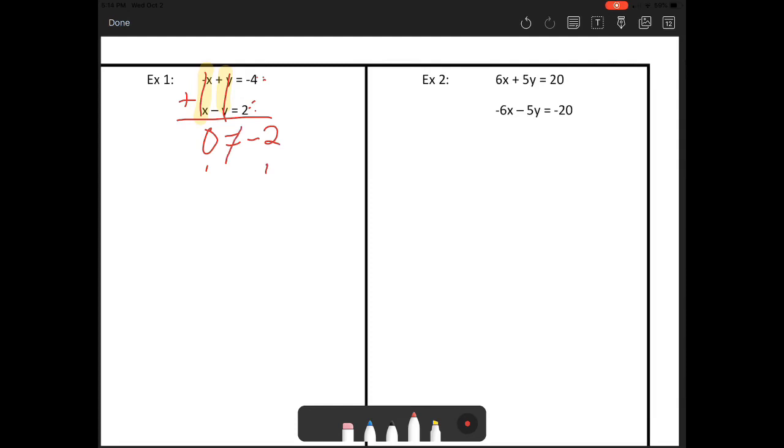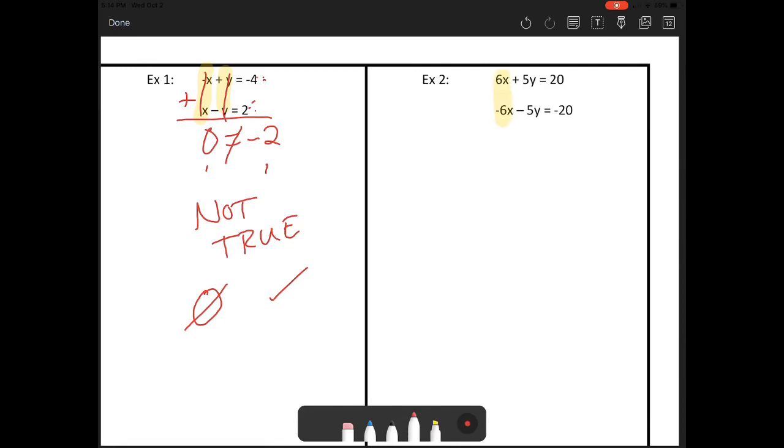But 0 and negative 2, they're not equal to each other. So that means it's not true. And when something's not true, just like our graphing and our substitution, it means we have no solutions. So this one's super easy. Now we're going to look at the same thing on example 2.